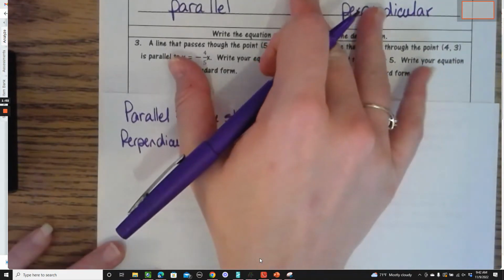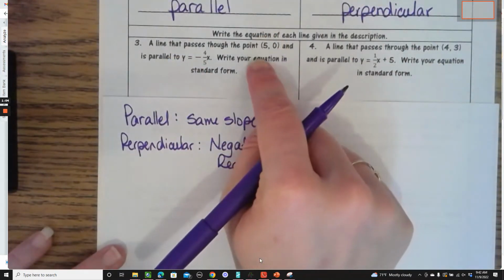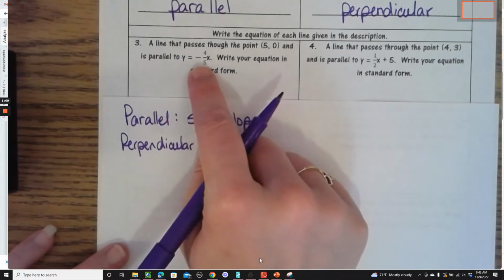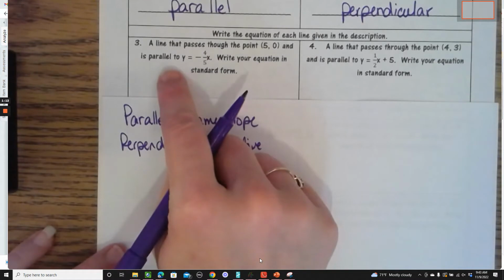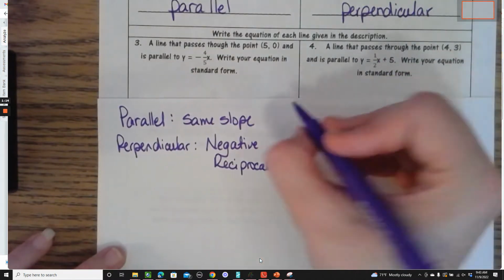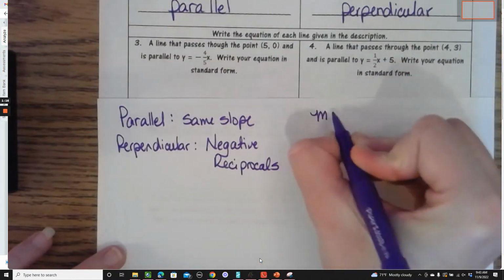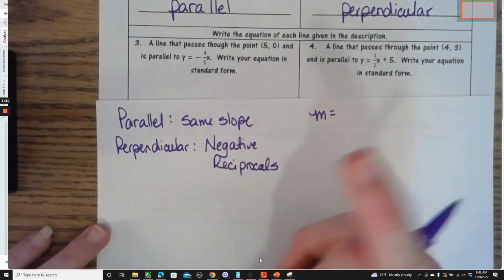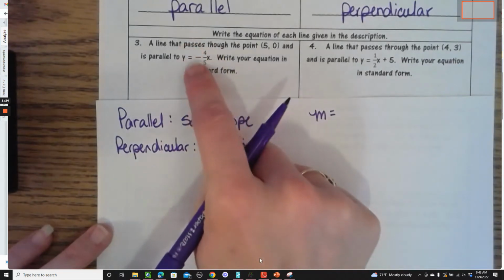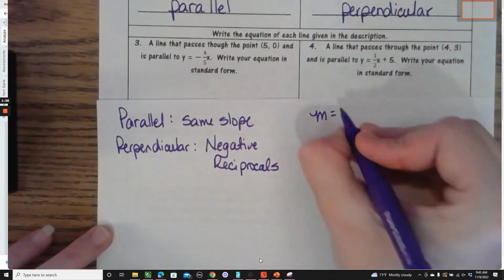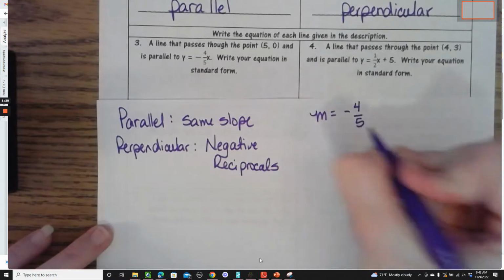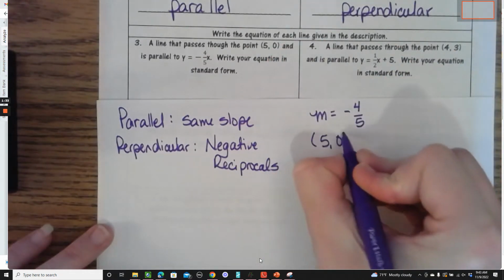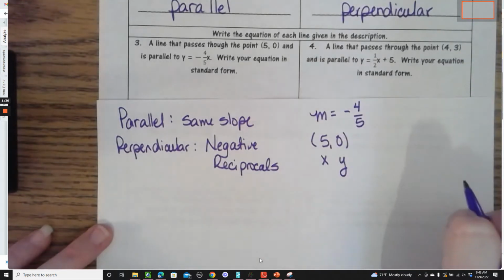So number three, a line that passes through the point 5, 0 and is parallel to y equals -4/5 x. If it's parallel, what's the slope of the new line going to be? It's going to be the same, right? So my slope stays the same. And then they give me this information, this 5, 0. That's my x and my y.